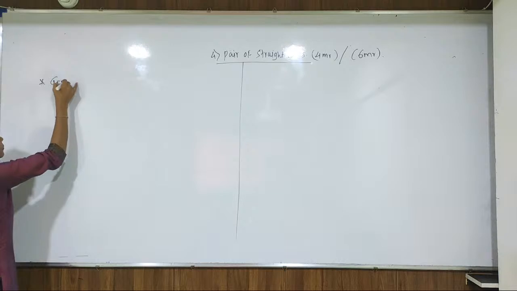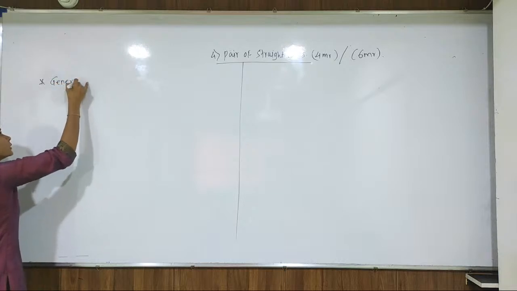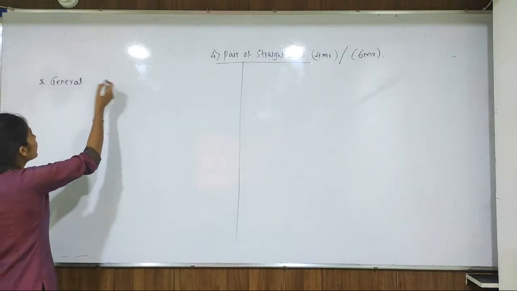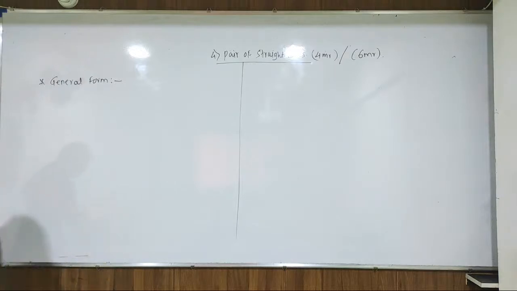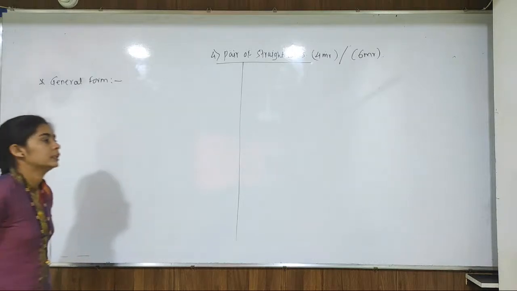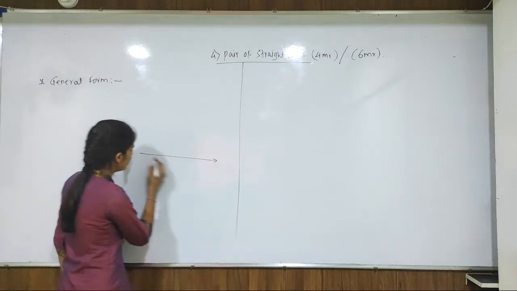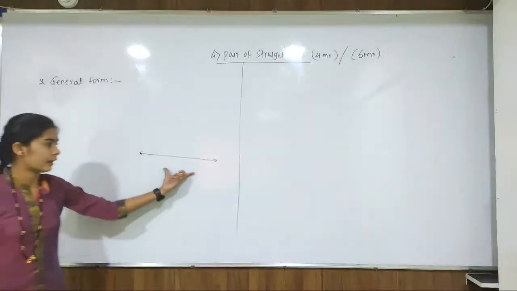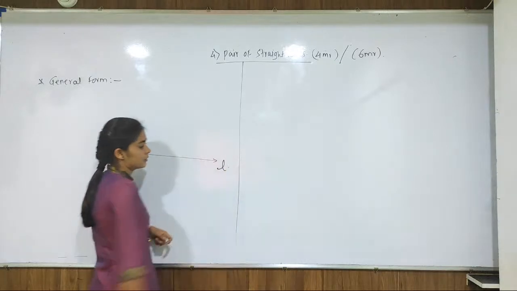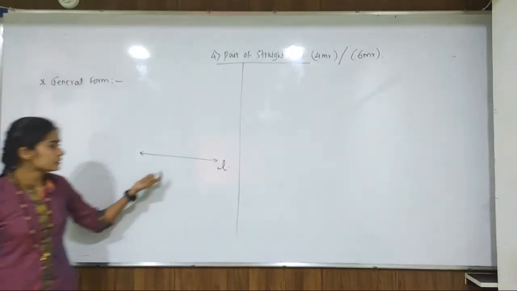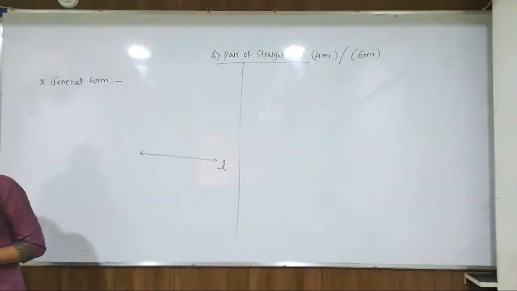Then the general form. We will revise all the formulas from the 11th straight line. So general form. What is the general form of straight line? What is the general form? So this is our straight line. Okay, this is line and this is our straight line. So what is the general form of this straight line L? If we give the name it as L, then what is the general form of this straight line? Yes, anyone?